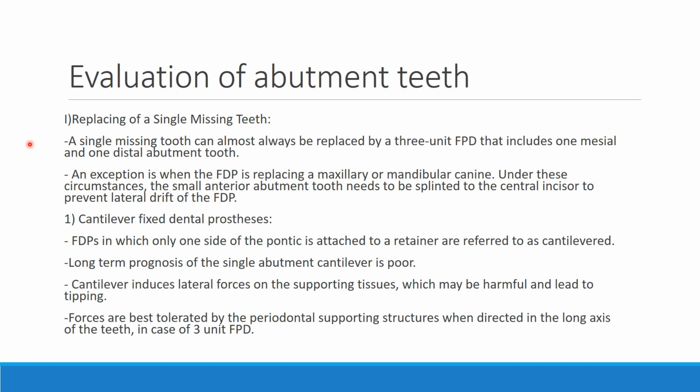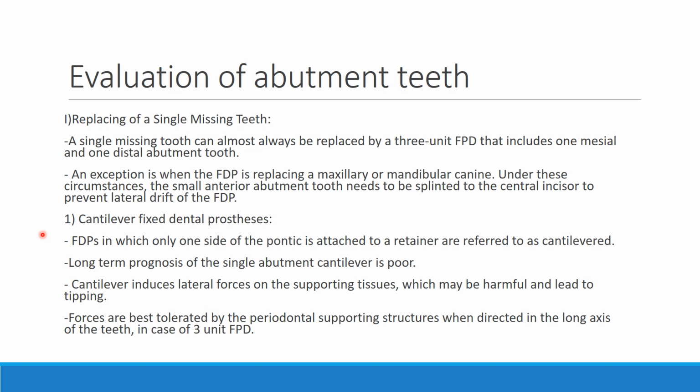Rosenstiel's textbook believes that if you're replacing a maxillary or mandibular canine, a small anterior abutment tooth needs to be splinted to the central incisor to prevent the lateral drifting of the FPD, or fixed dental prosthesis, that is the FDP. So again, it can be done either way, guys. Either you take abutments from both sides, or it can be done this way.